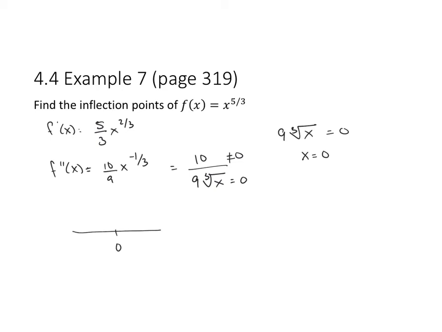And let's make our little sign chart here. And let's see, if we're going to plug in a number that's negative, that's going to be 10 over a negative number. That's negative. And if I plug in a number that's positive, that's 10 over a positive number. So I'm concave down. I know it didn't ask us for this, but I'm going to write it out. I'm concave down when x is less than 0, and concave up when x is greater than 0. So x equals 0 is a point of inflection.